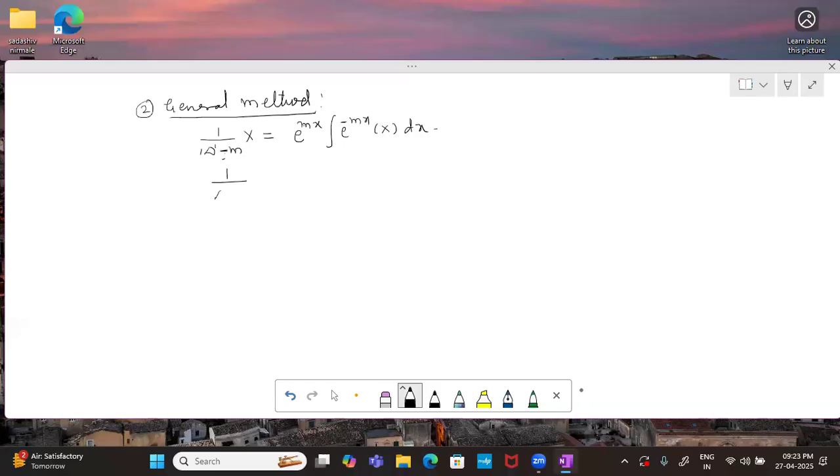And the second formula, same category: e raised to minus mx will be outside, and inside the integral e raised to plus mx into X dx. So these are the two formulae for when X does not belong to the shortcut method.